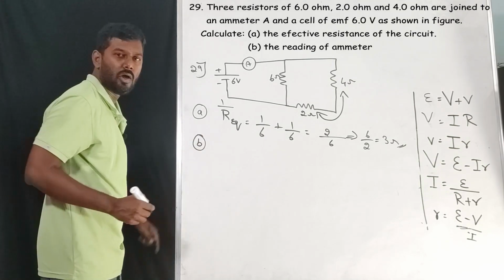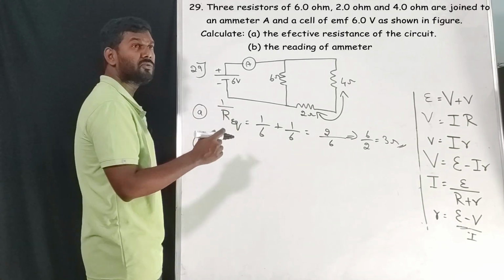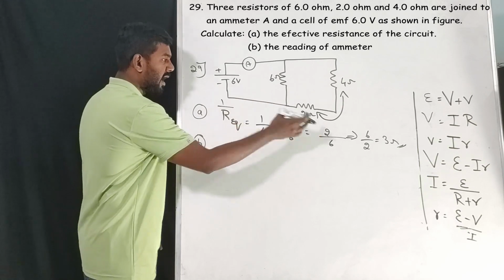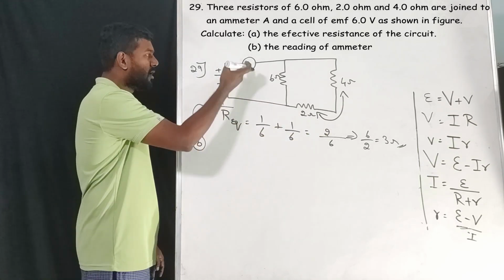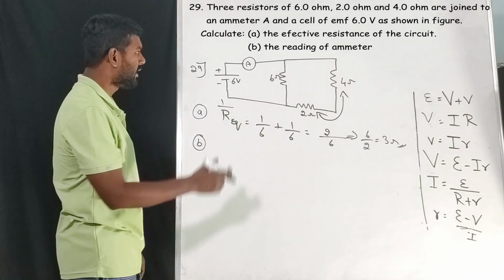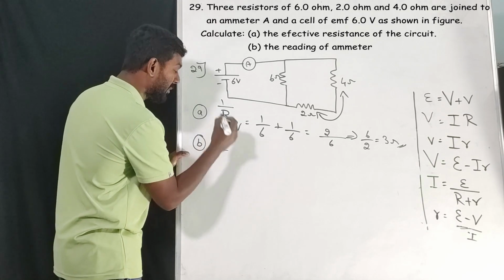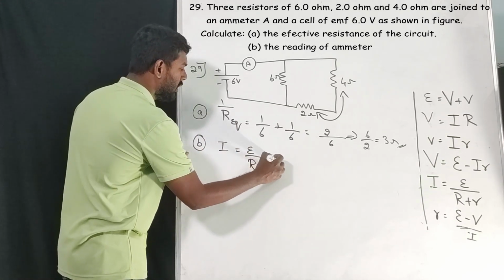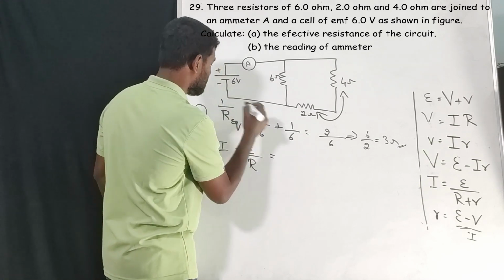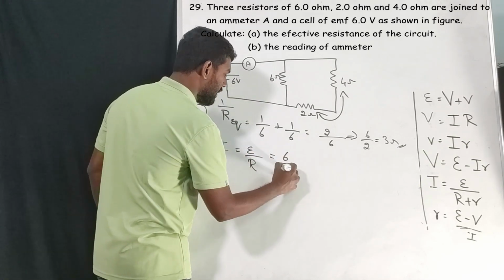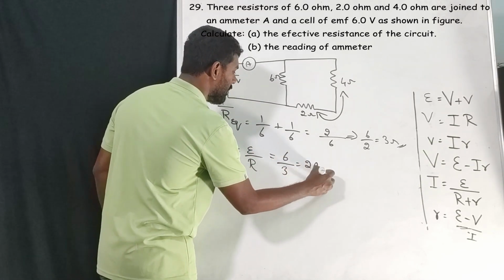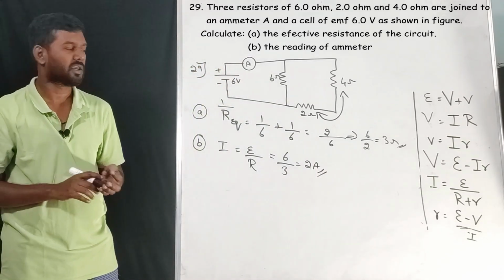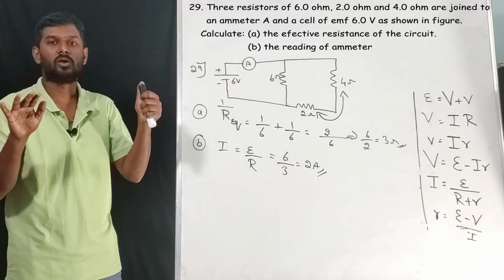Then question B, we have to find the reading of the ammeter. We have the resistance value, we have the EMF, so we can find the reading of the current in the ammeter, that is I equals E by R. E is given as 6, R is 3, so that will be 2 amperes. That's it. See how easy it is if you know the concept.